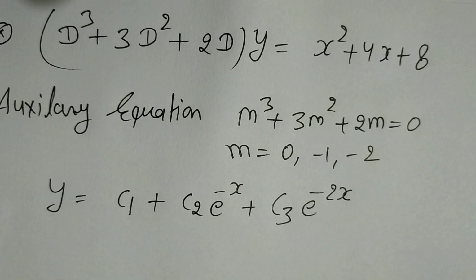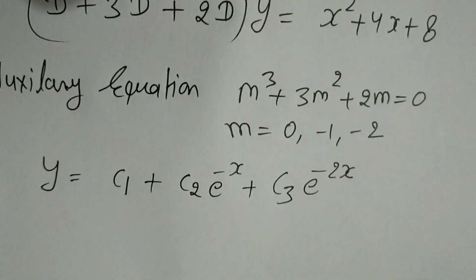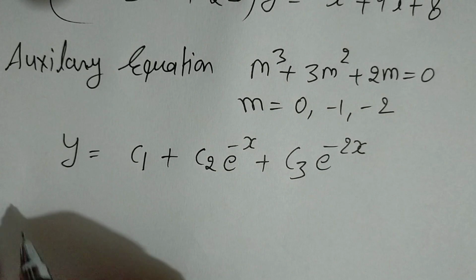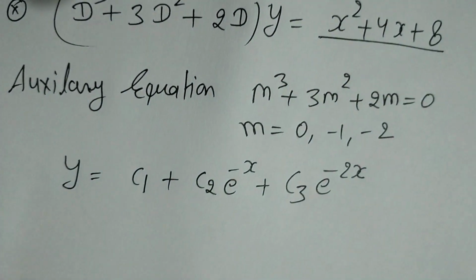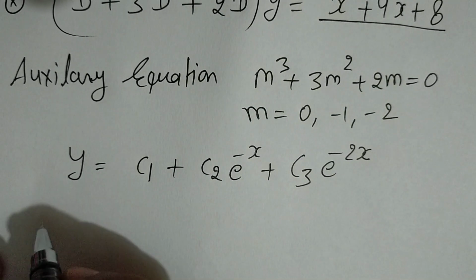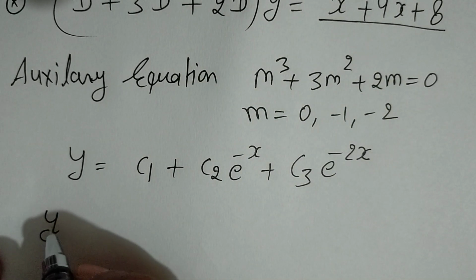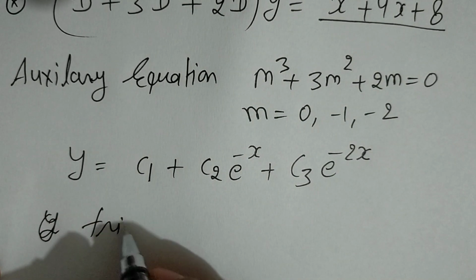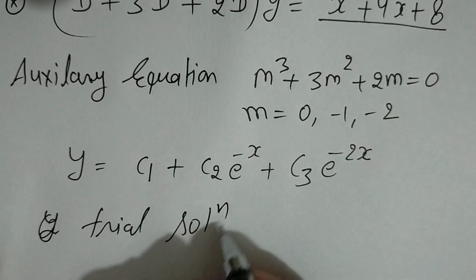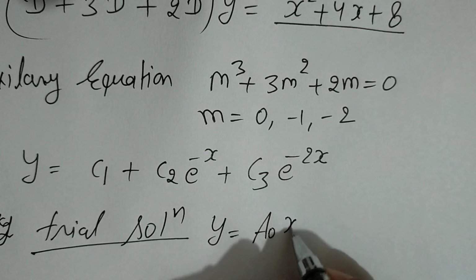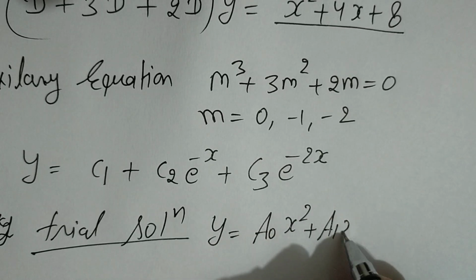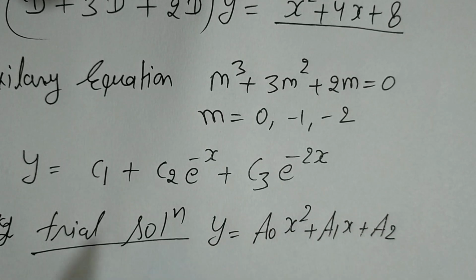Now if you write the trial solution, since we have a quadratic expression in the non-homogeneous part, the usual trial solution will be, I'll write here, trial solution y will be a0 x square plus a1 x plus a2.